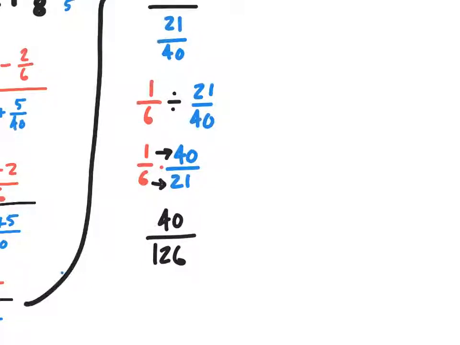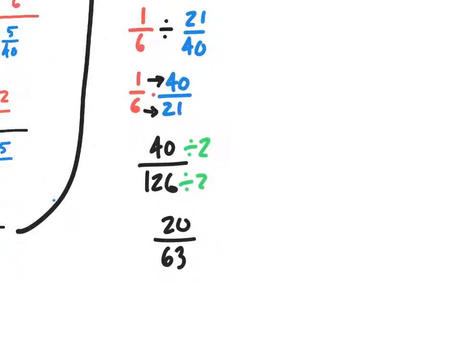Okay. And now, this isn't simplified. What I could do is simplify this further, all right, and let's divide each of these by 2. So divide this by 2, this by 2, and that's going to end up giving me 20 divided by, and that's going to give me 63. All right, now, what we have to realize here is that this is in simplified form, okay?